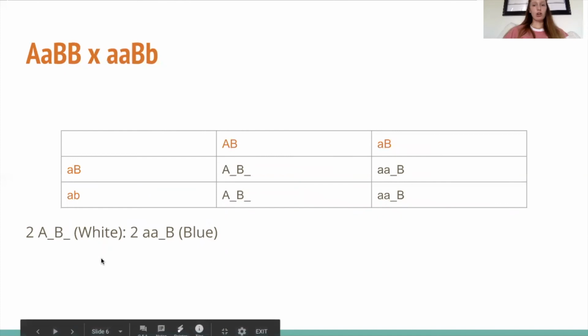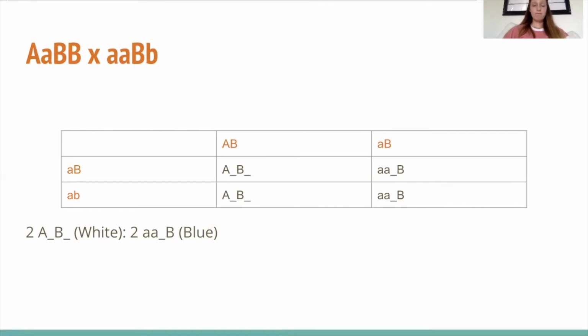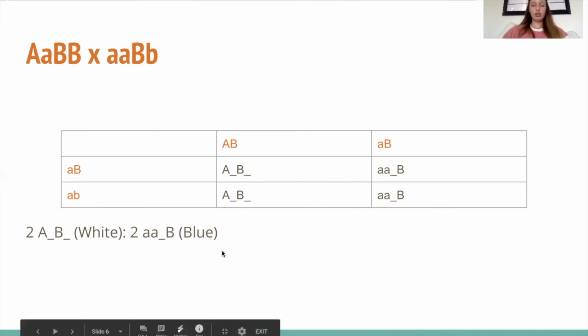And then another cross would be big A, little a, big B, big B, times little a, little a, big B, small b. You're not going to have as much variation with this one. As you can see, there's only going to be 2 white dragons, and that's because you have 2 of them that have the big A. And then you're going to have 2 blue dragons because you have 2 little a's with the big B. And you're not going to have any green because there's not another little b with this parent, so there's no way possible that you can get a green phenotype.